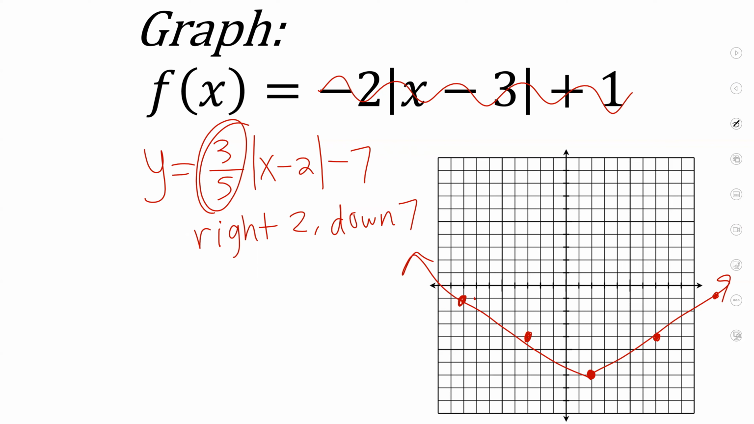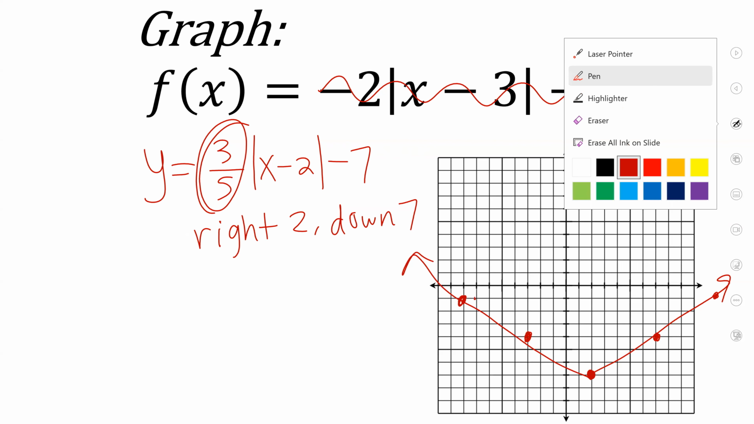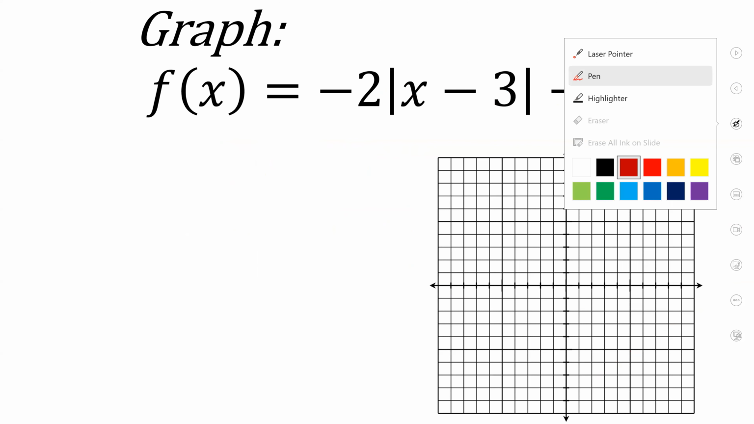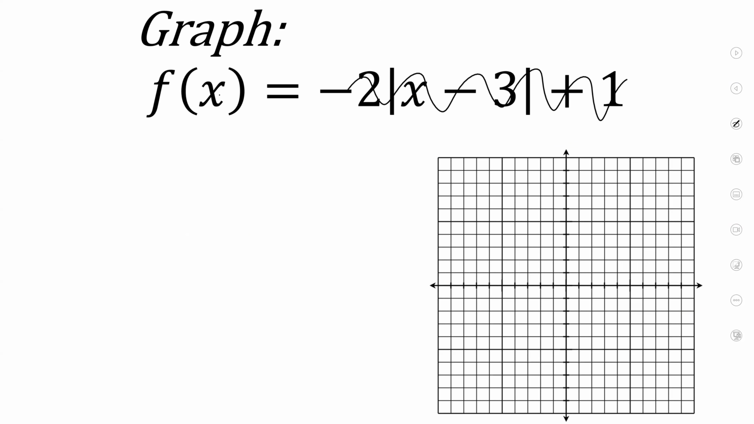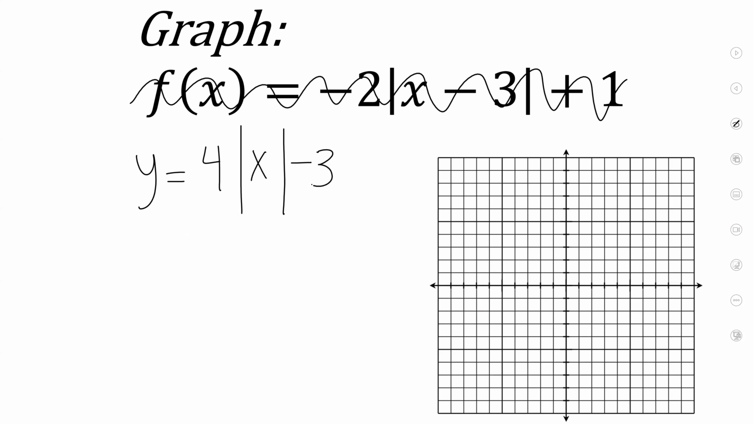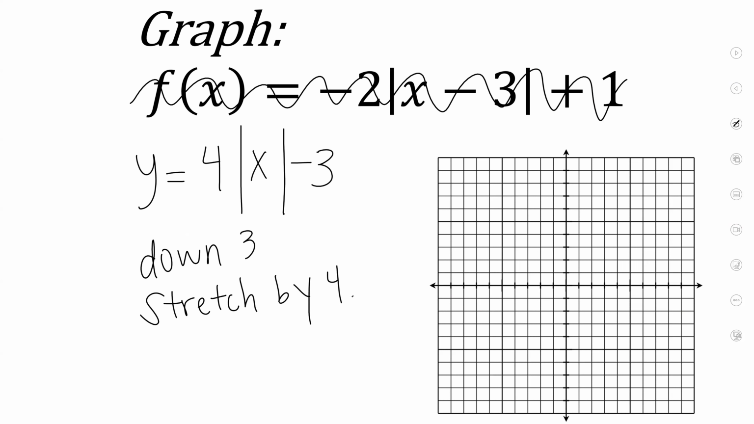Y'all want another example? Another one? Okay. Let's do another example. I'm going to clear this off. Let's do y equals 4 times the absolute value of x, minus 3. So what are my transformations? Down 3. And what does that 4 do? Yep, it's going to stretch by 4. It's going to be nice and skinny because we stretched it tall. It's a vertical stretch by 4.